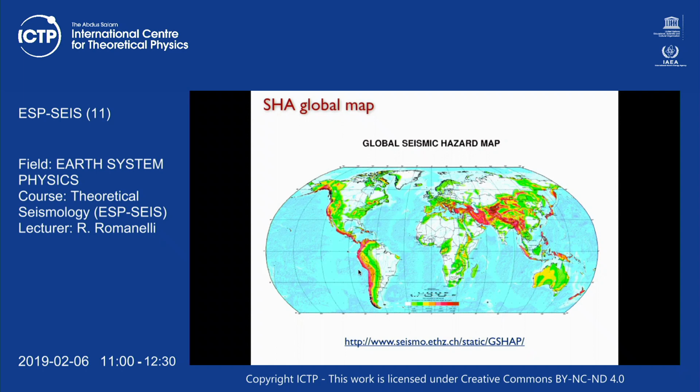Well, in some parts we know there are subduction zones, compressional zones, that are very complicated. You see, also Italy is quite red here. Now, how do we read this map? What is written here?